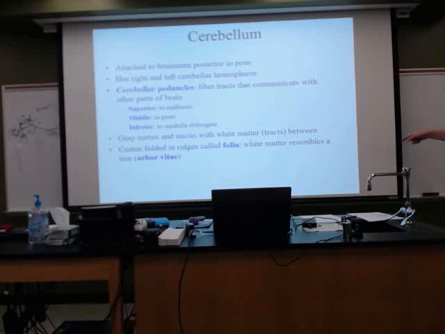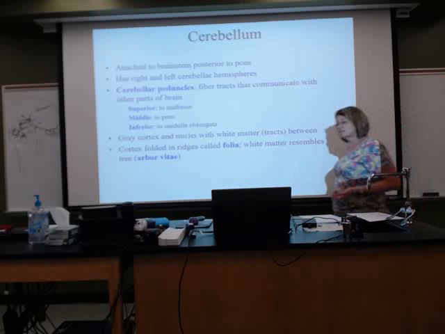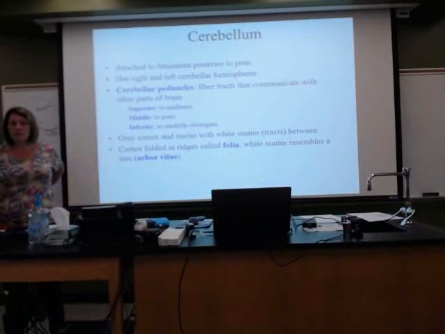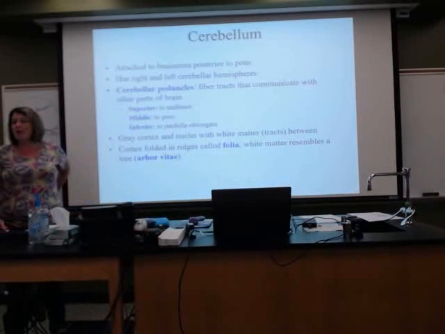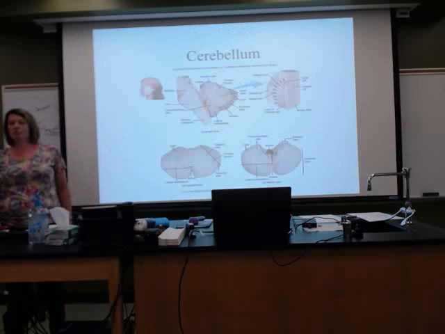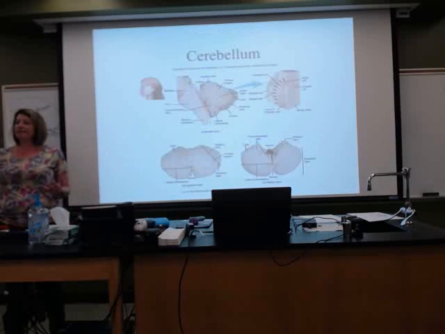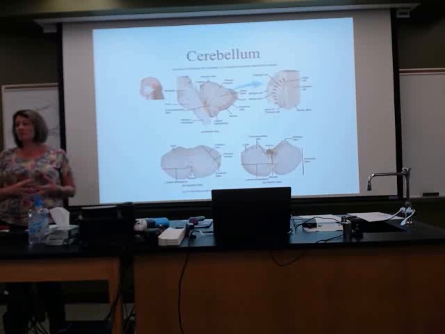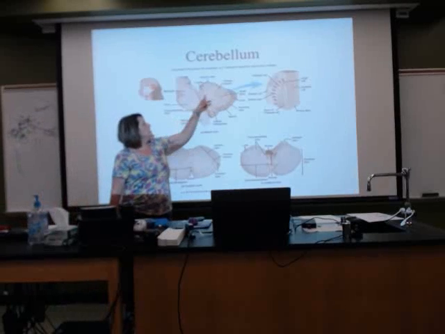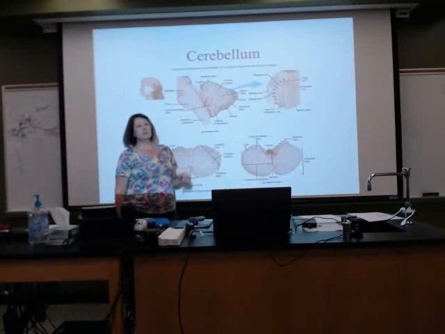So therefore, the structure is termed arbor vitae. Does everybody know what arbor vitae means? Arbor is tree. It is a type of tree. You can plant arbor vitae in your yard. It's really kind of cool. But just saying, okay? So it literally looks like a tree growing throughout the gray matter.